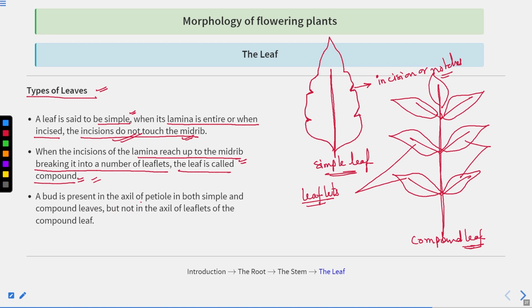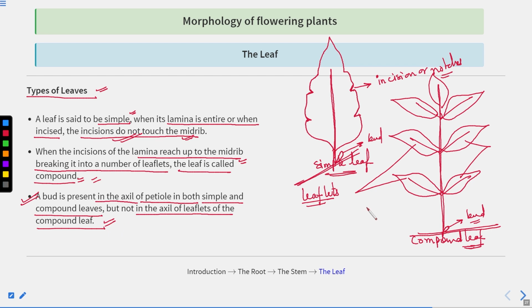So a bud is present in the axil of the petiole in both. If it has a petiole and it is attached to the stem, then there will be an axil where you can see the bud. But the bud will not come out from the axil of the leaflet. It is written here that a bud is present in the axil of the petiole in both simple and compound leaf, but not in the axil of leaflets of the compound.